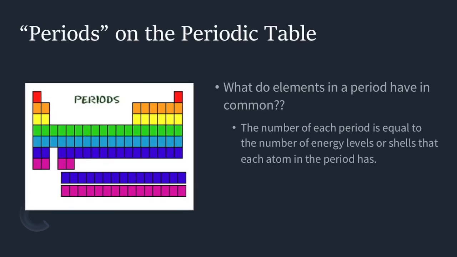And periods on the periodic table. So elements within a period on the periodic table have the same number of energy levels. So we talked about how these numbers right here when we did electron configurations tell you how many energy levels the atoms in that period have. And so what they have in common is just the number of energy levels.